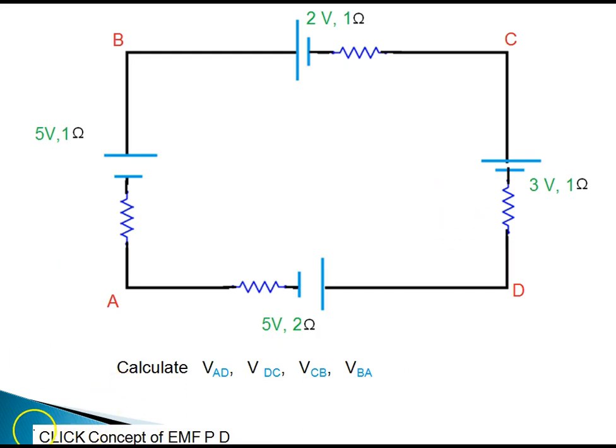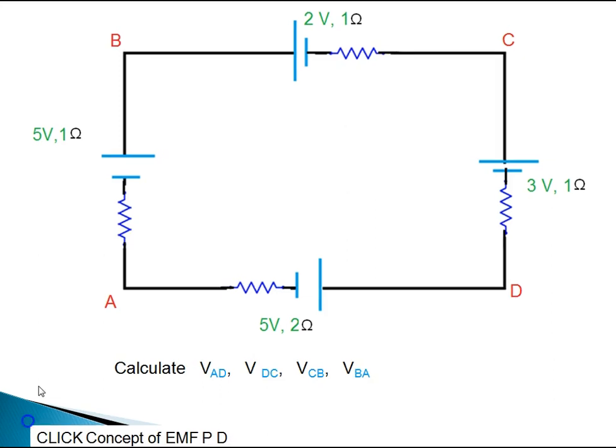All of you just try to solve it yourself. You have to calculate VAD, VDC, VCB and VBA. So just try to solve it. In this circuit, it is given to us that there are 5 cells having different voltage and different internal resistance.